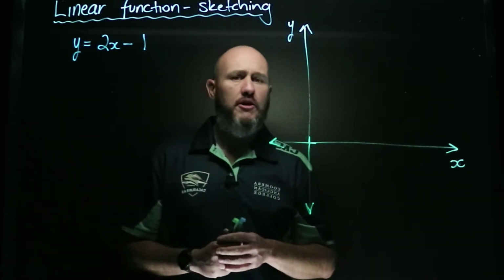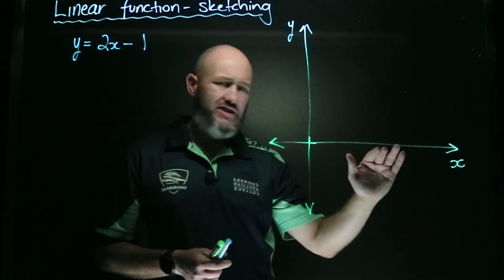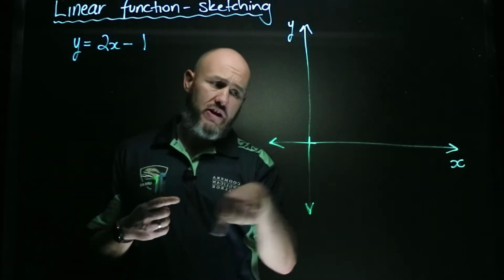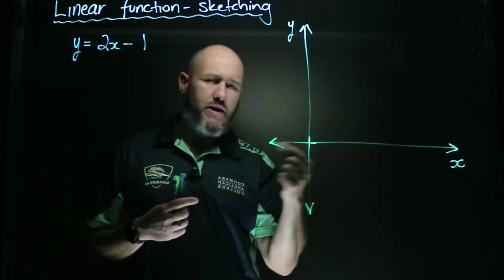Just as a couple of reminders, first of all, remember the axes for linear functions, particularly when there's no context, well, it could go into the negatives in either direction. So I need to recognise that.